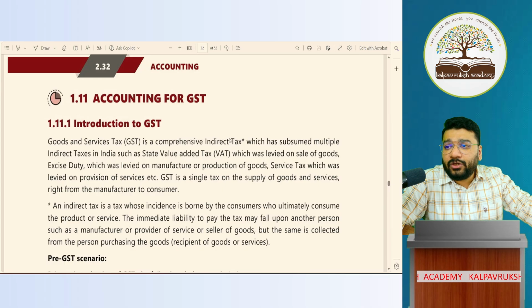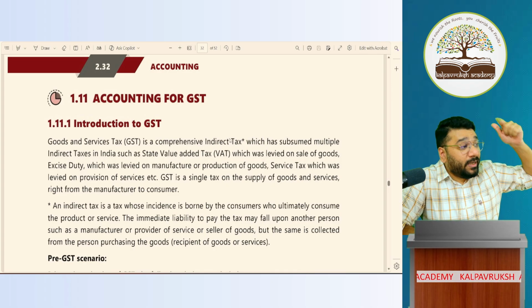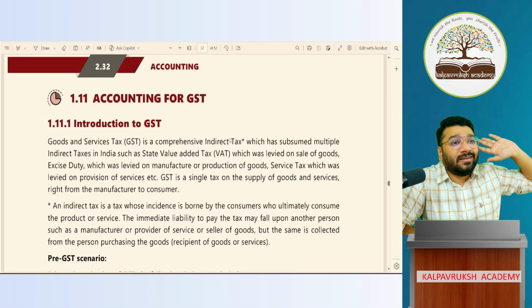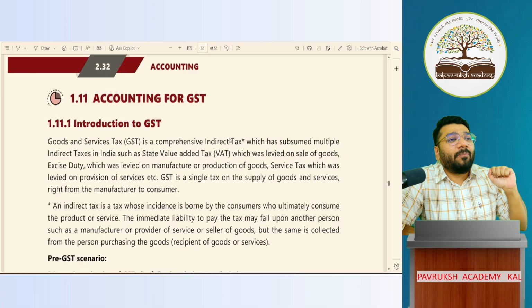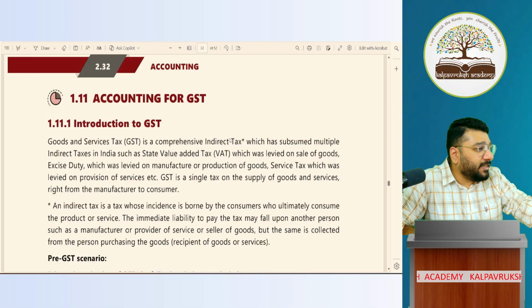In CA Inter, when you do advanced accounting with me, in the initial few weeks we will start our discussion on Accounting Standard 2 and Accounting Standard 10, in which there is a small glimpse of input tax credit. To understand the meaning of input tax credit and its treatment in AS 2 and AS 10, understanding of this GST topic is very, very important. So please take this topic very seriously.